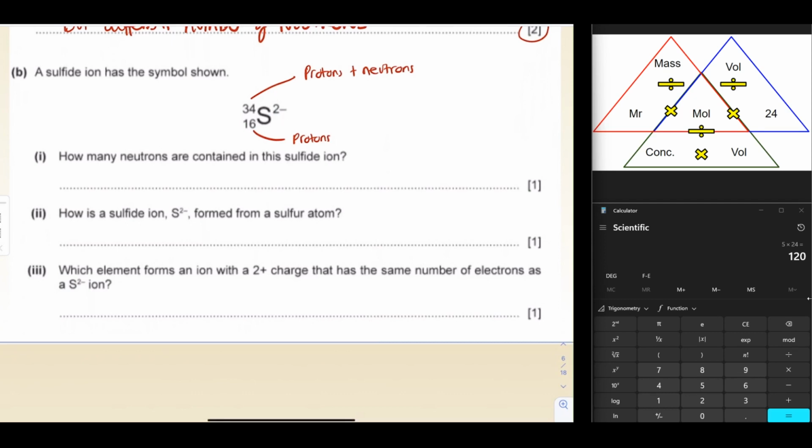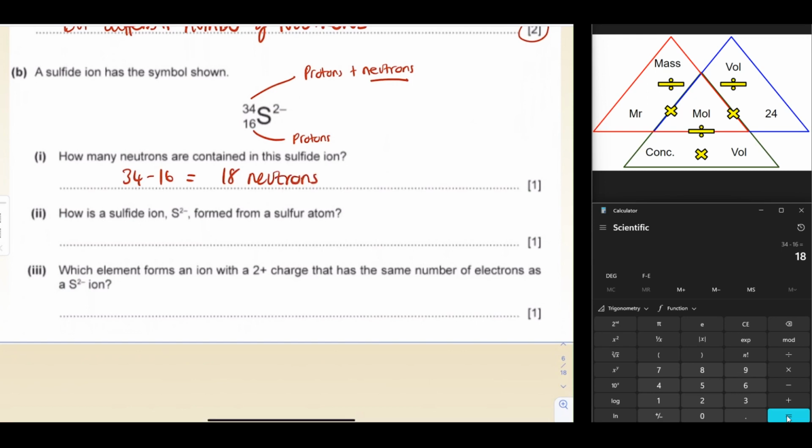So how many neutrons are contained? So we need to do 34 minus 16. That gives us 18. So how many neutrons? 34 minus 16 equals 18 neutrons.